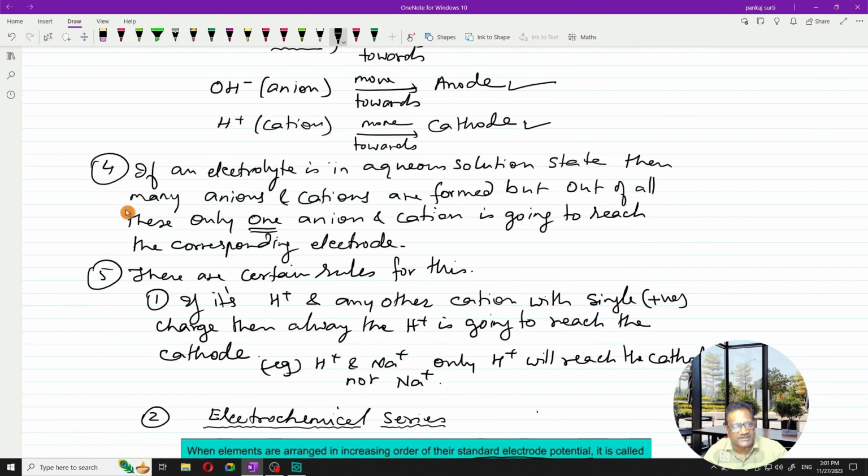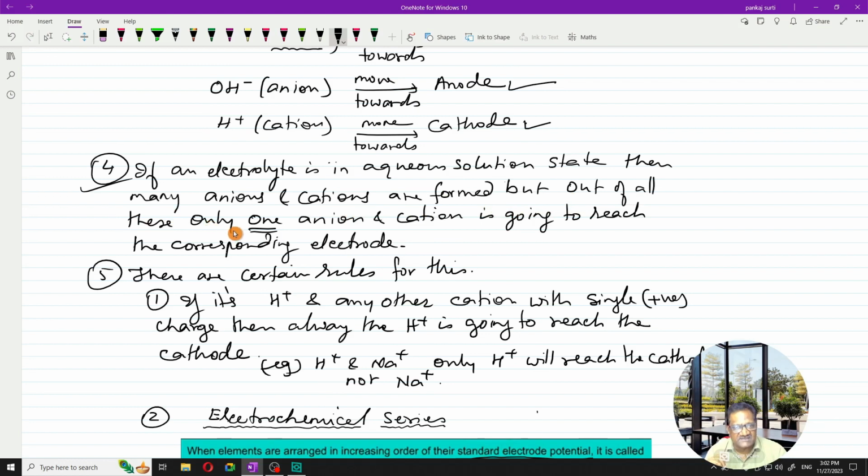The fourth point is, these are the important concepts of electrolysis. Once the concepts are discussed and understood in a nice way, then we'll start studying electrolysis of certain electrolytes in a detailed way. Now coming to the fourth point, if an electrolyte is in aqueous solution state, then many anions and cations are formed. Okay, this we have already discussed.